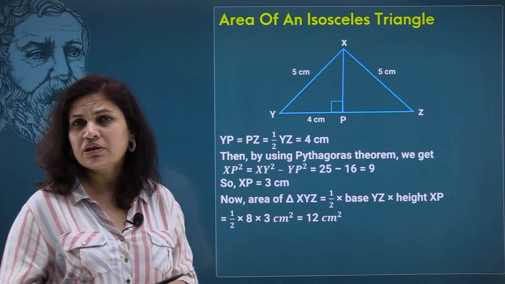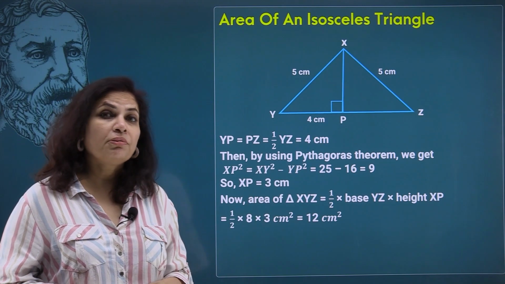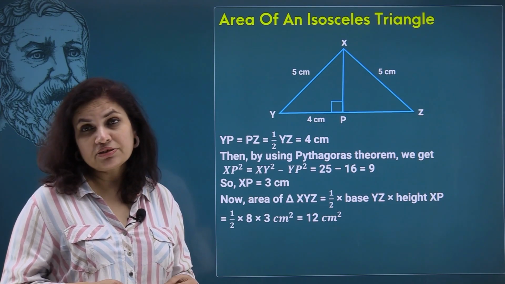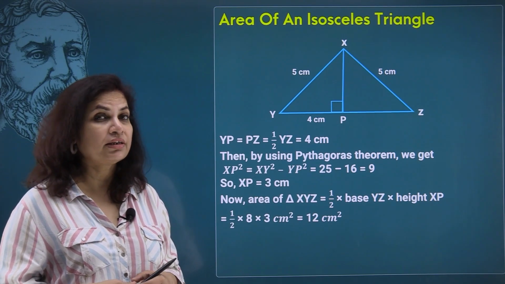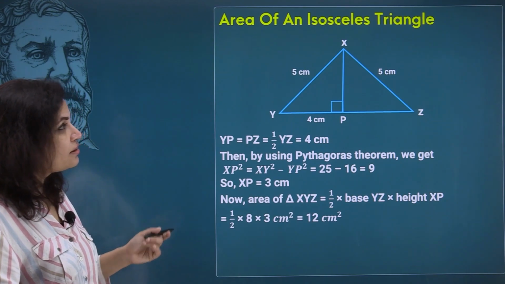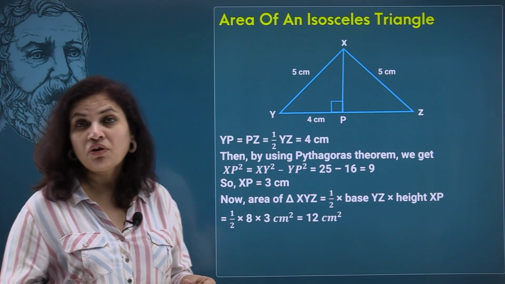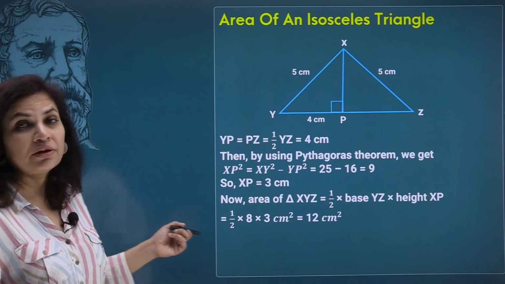But what if the triangle is a scalene triangle? There the problem arises. In a scalene triangle, if I draw a perpendicular from the vertex, it will not divide the base into two equal parts, right? So in that case, we have to use another formula which was introduced by a Greek mathematician, Heron.